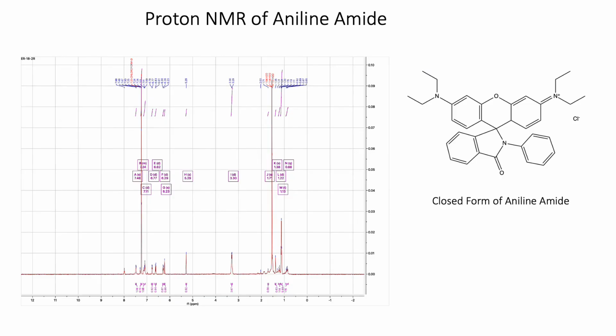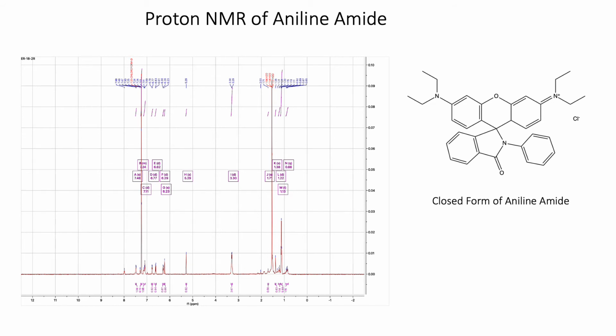Here we have a proton NMR sample of the synthesized aniline amide, and the primary reason that this NMR is important is it was one of the first compounds we created using the synthesis method previously mentioned, and this was a way to confirm for us that that was a good synthetic methodology to use to create these different rhodamine B compounds. And this gives the characteristic aromatic peaks that we would hope for, as well as all the other peaks in this NMR.